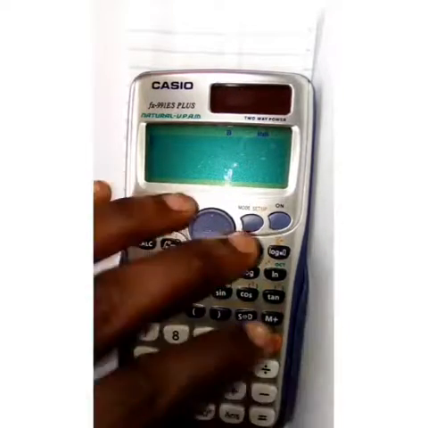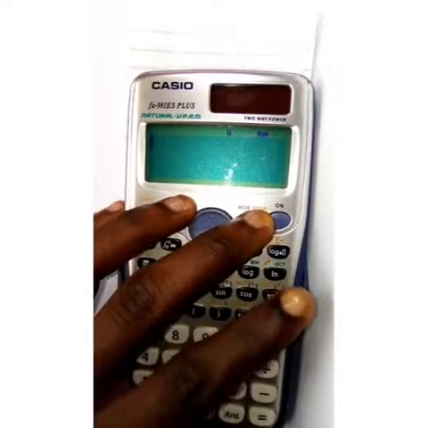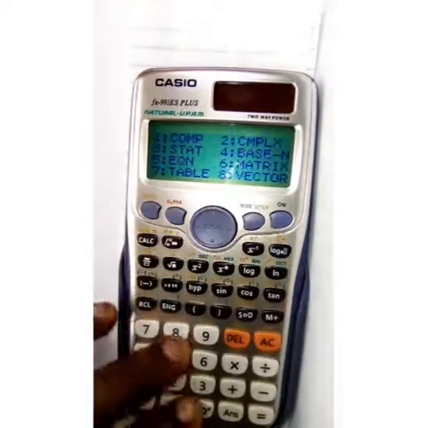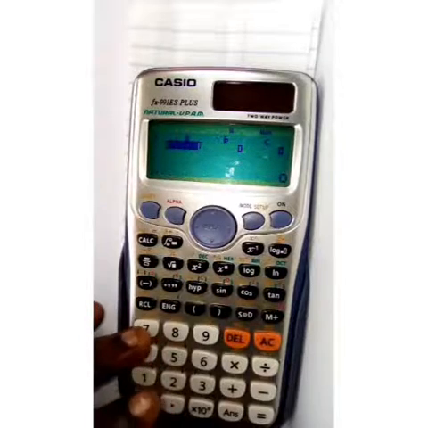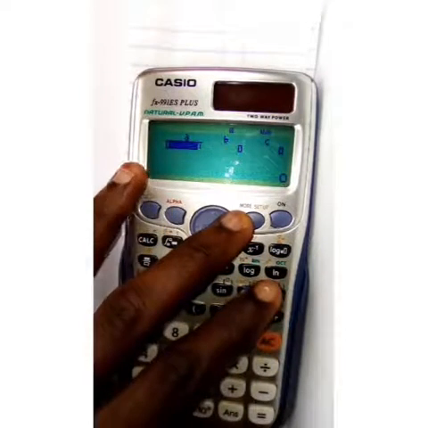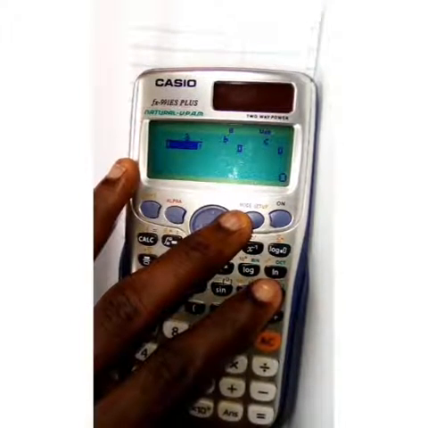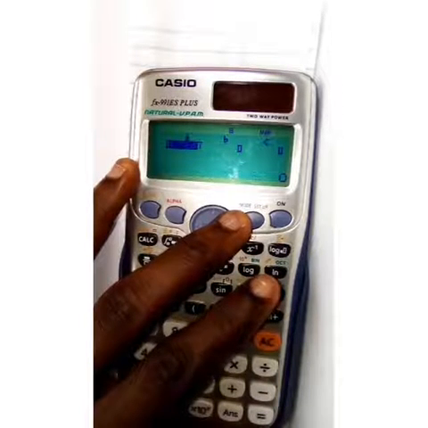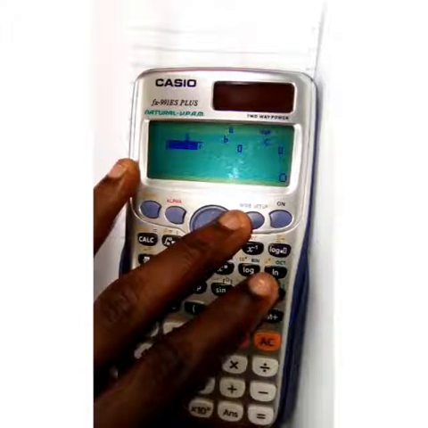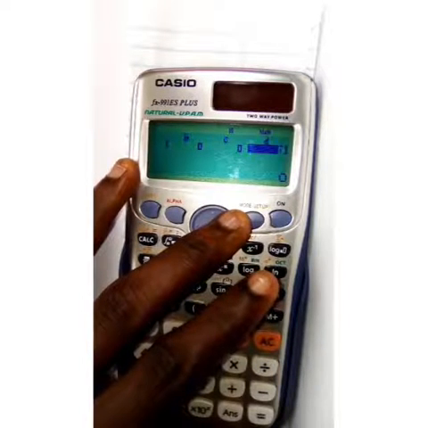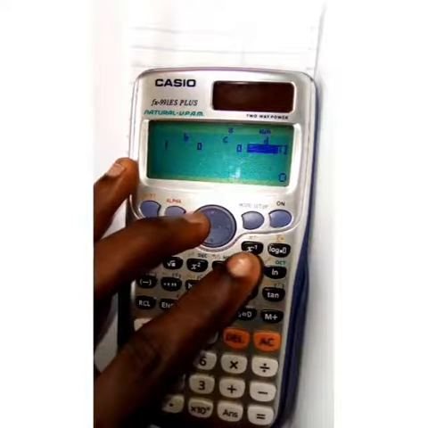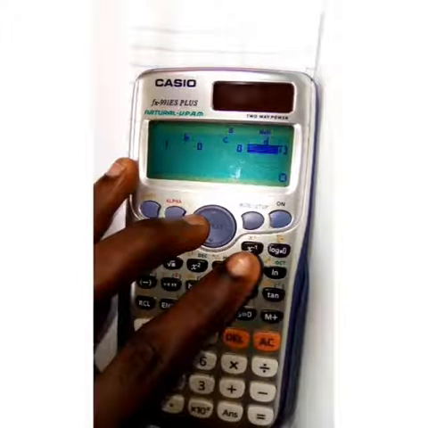So for the last one now, which is the cubic equation, mode 5, 4. Okay, so the main difference between this quadratic equation and the cubic equation is that the quadratic equation is used to solve equations of degree 2, while cubic equation, as the name implies, is for equations with degree 3.